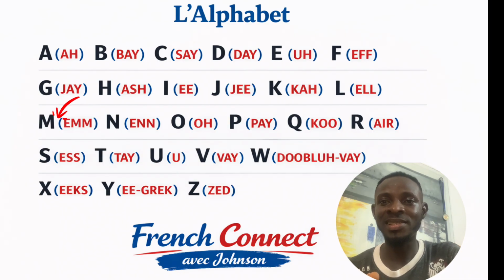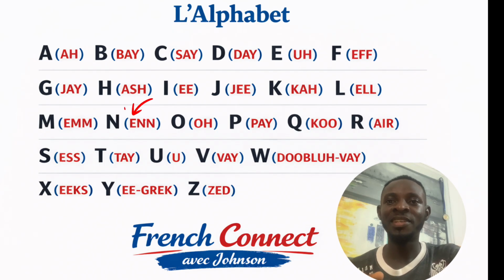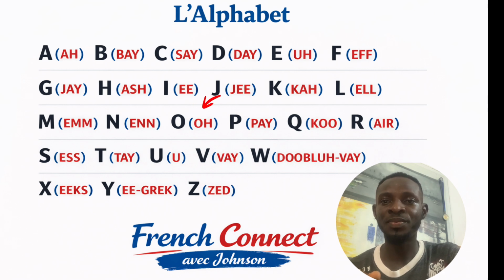Now the next is letter N. So our N is pronounced the same way. N. Good, that's it, you're getting it. Okay, let's move to the next one. We have letter O. O. Good.